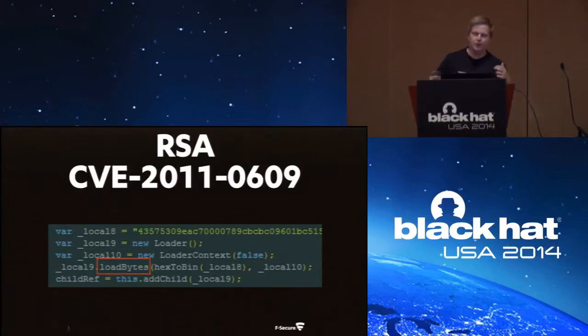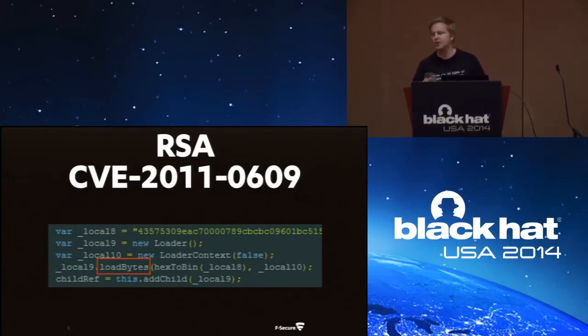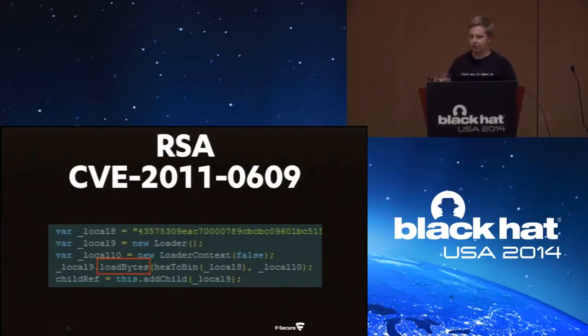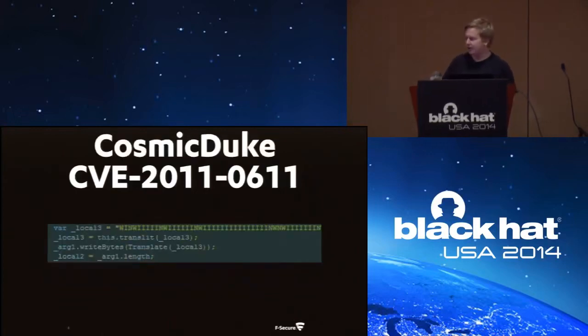And like with the majority of Flash exploits, the embedded Flash object is loaded using this load bytes method call. There are other ways of loading embedded Flash objects, but this is by far the most common. So if you consider this an APT, at least from the Flash obfuscation perspective, there isn't really anything advanced. Another similar example, this is from Cosmic Duke, the attacks connected to the Mini Duke group.